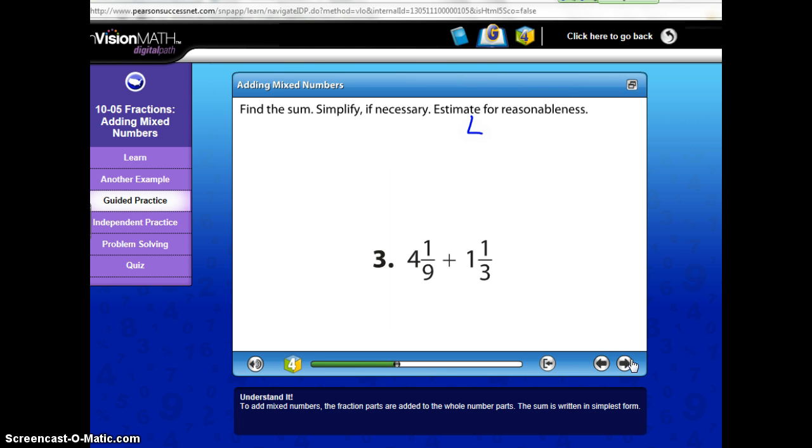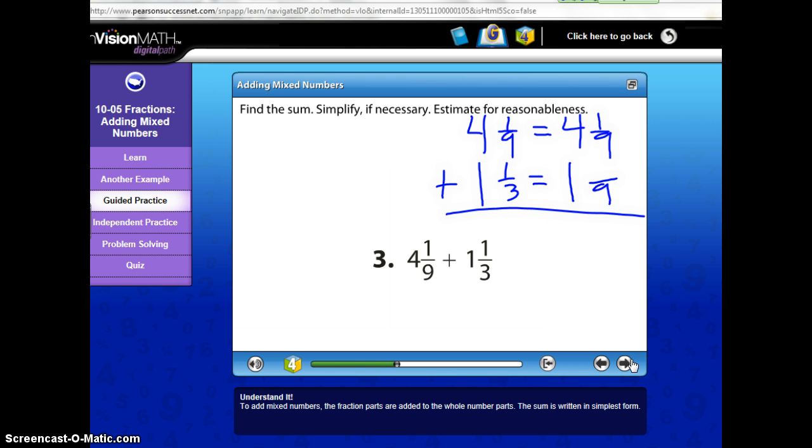Okay, 4 and 1/9 plus 1 and 1/3. Who can come up with a common denominator for both of those fractions? Emma? 9. Yeah. There are other numbers that would work, but 9 is definitely the best. So we can just recopy this one. What would our numerator be here, Alexis? How'd I get from 3 to 9? 3 times 3. I do the same thing to the top, which gives me, okay.